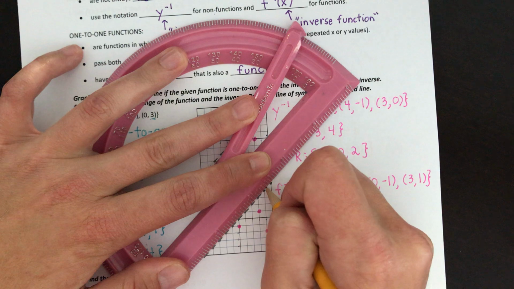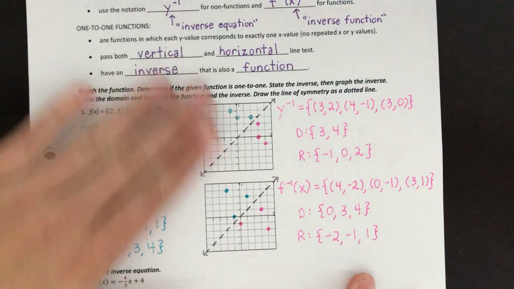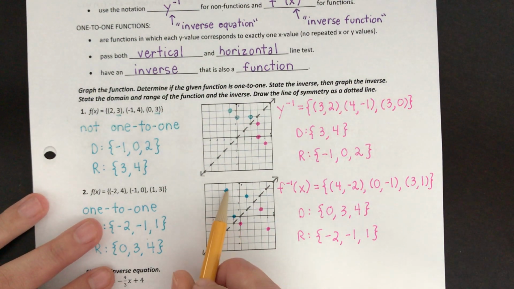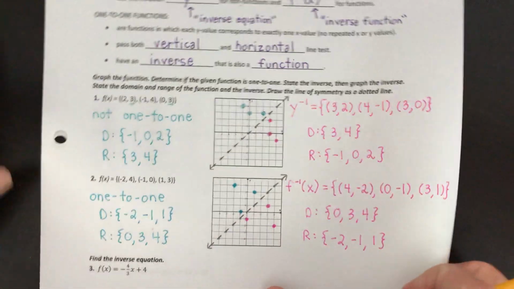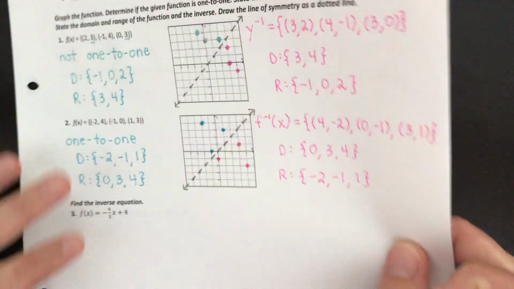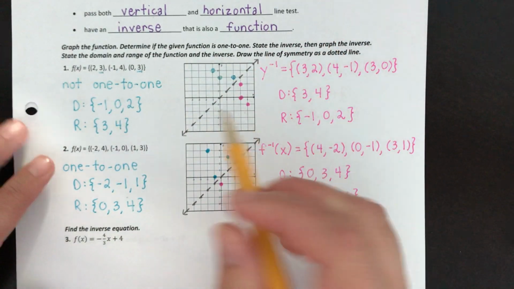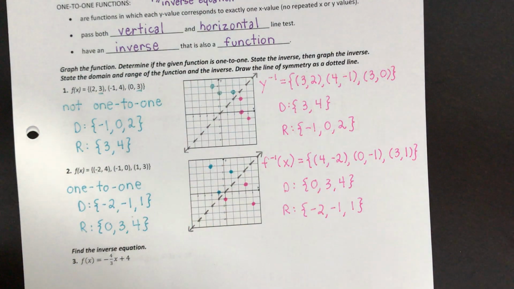So here's our dashed line. Okay, and those points would fold on top of each other, those points would fold on top of each other, and finally those points would fold on top of each other. So we've done a great job of finding that inverse. Okay, so that was graphically. So graphically, you take each point, you switch it, and that's your inverse.